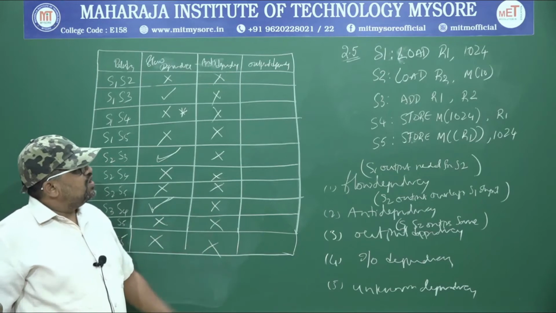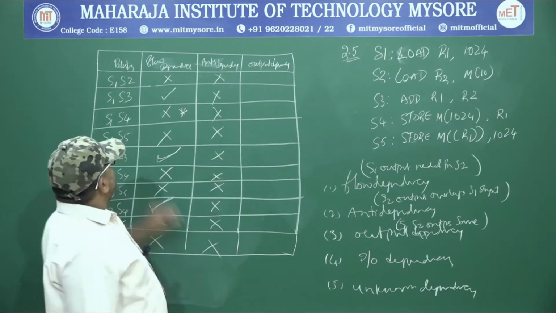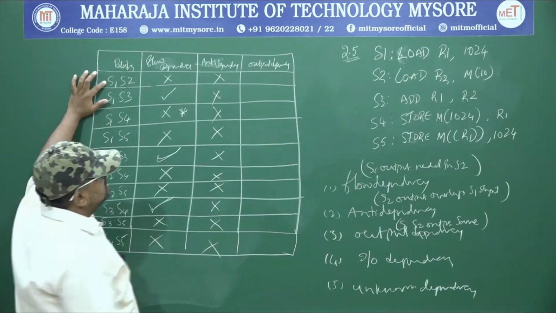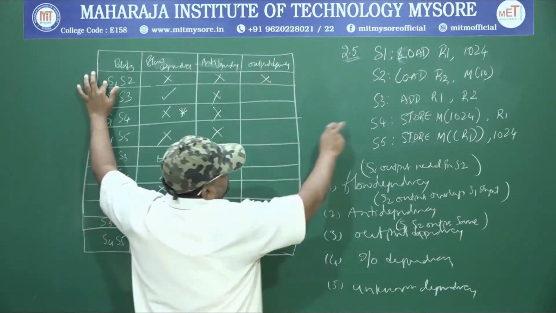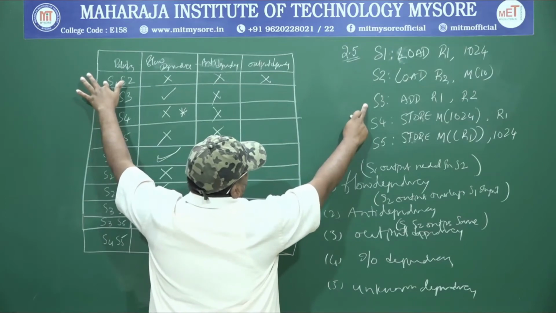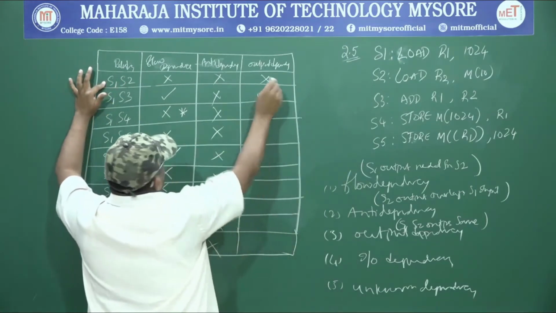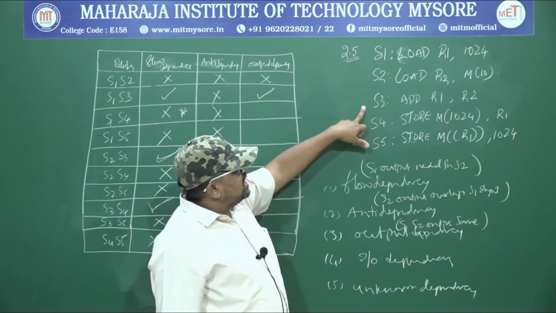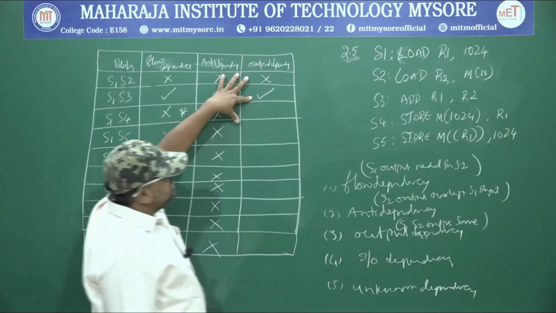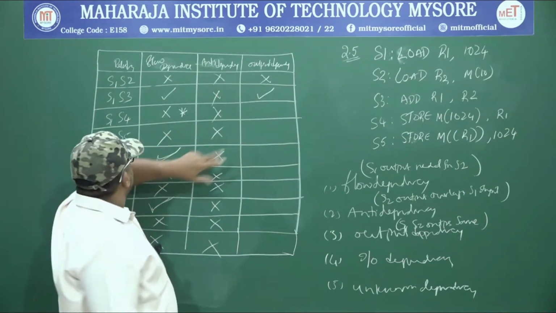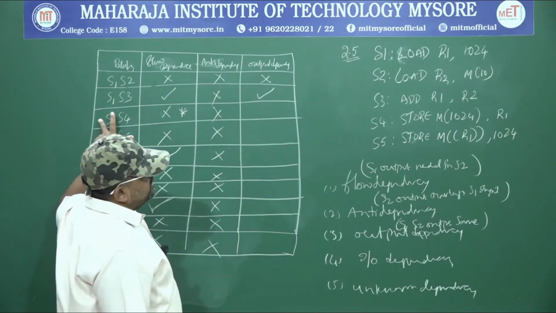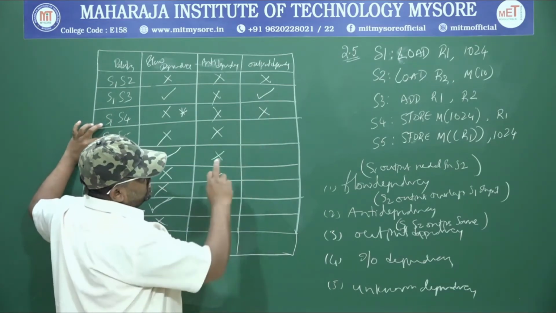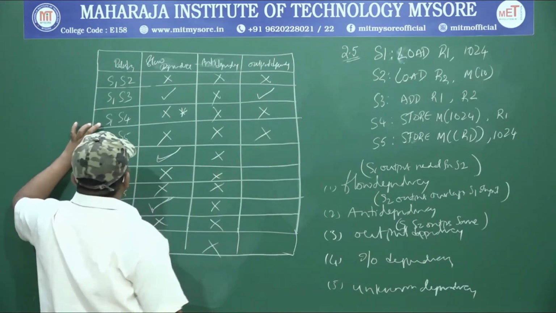Now coming to the last one, output dependency. Now again S1, S2. Output of S1 is R1, output of S2 is R2, so they are not the same. S1 is R1 and S3 is R1, because the output of statement 1 is R1 and the output of statement 3 is R1. So I would say 1 and 3 are dependent, right? 1 and 4, not dependent. 1 and 5, not dependent, right?